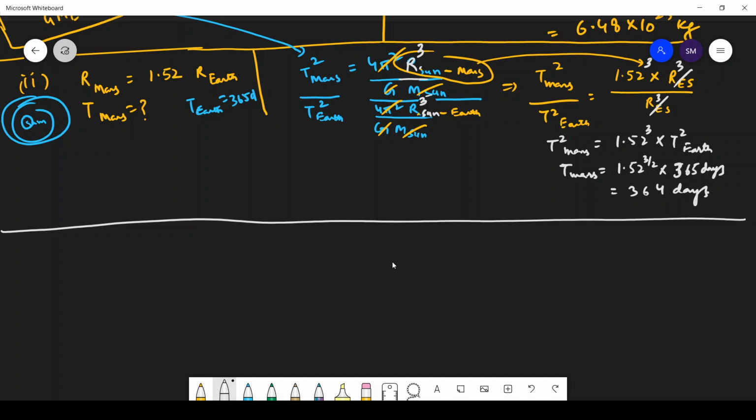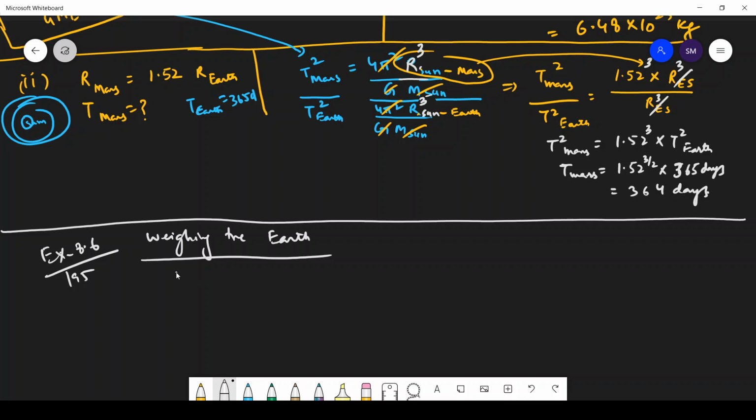Shall we start the next question? Yes. Example 8.6, weighing the Earth. That's page 195.